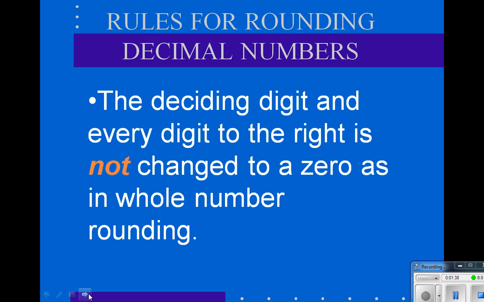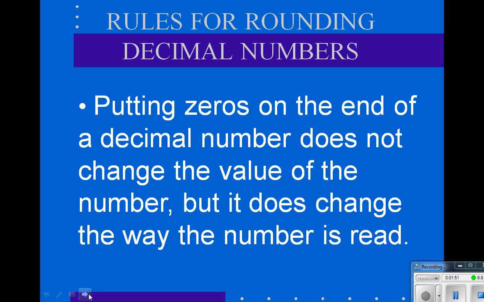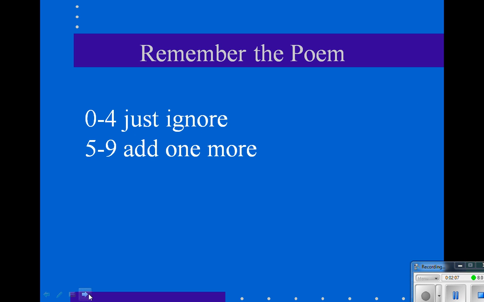First, numbers that are to the right of a decimal are not necessarily 0 at all times, and they can't just be changed without a reason. And no matter how many zeros we put at the end of a decimal, on the right-hand side, it will not affect the number or how you are going to read it. So let's remember this poem because I will address it multiple times. 0 through 4, just ignore. 5 through 9, add 1 more.